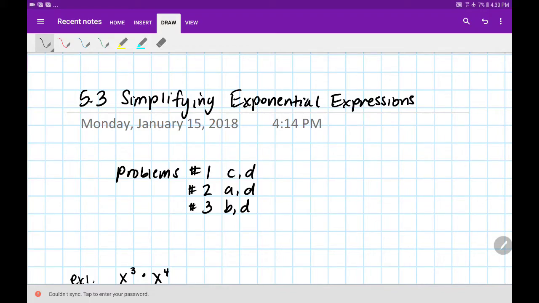Hi, and welcome to Homework Help for 5.3, Simplifying Exponential Expressions. We're going to do problems from number 1, 2, and 3 in the homework.